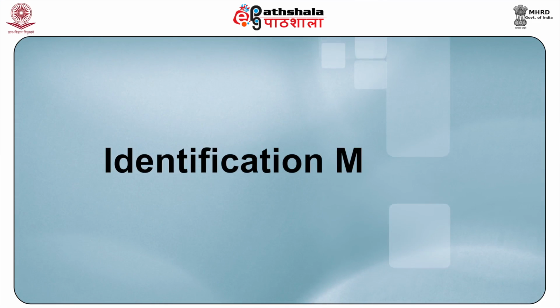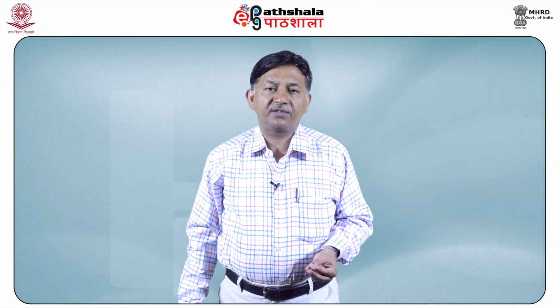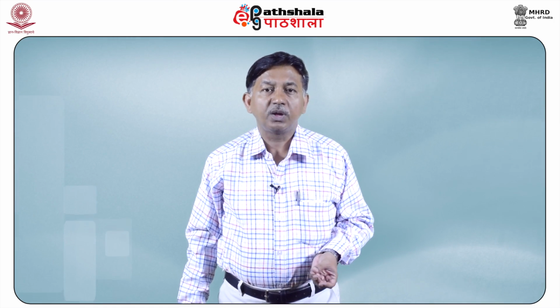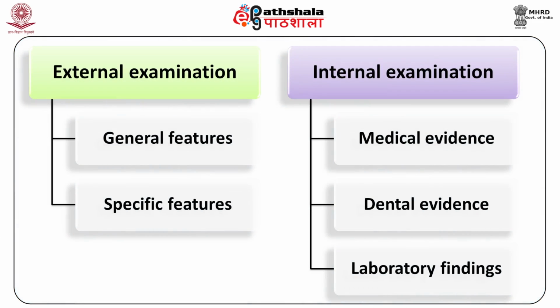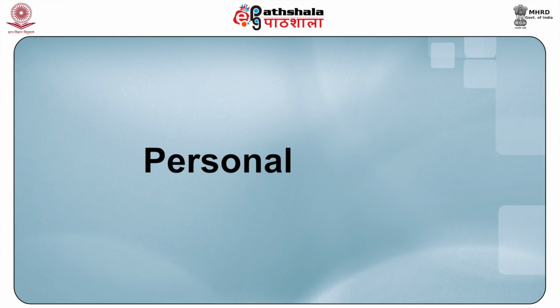Now let us see the identification methods. Accurate identification is achieved by matching antemortem and postmortem data, which is obtained from circumstantial evidence like clothing, jewelry and pocket contents, or the physical evidence which is provided by external examination as well as internal examination. External examination covers general features and specific features, the most important one being the fingerprints. In the internal examination, when the doctor performs it, we get the medical evidence, the dental evidence as well as the associated laboratory findings.